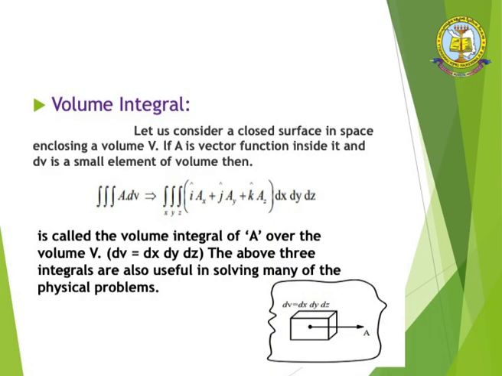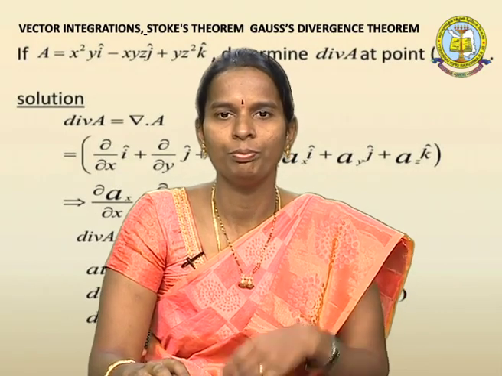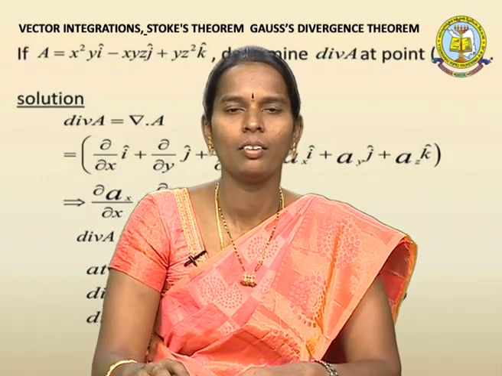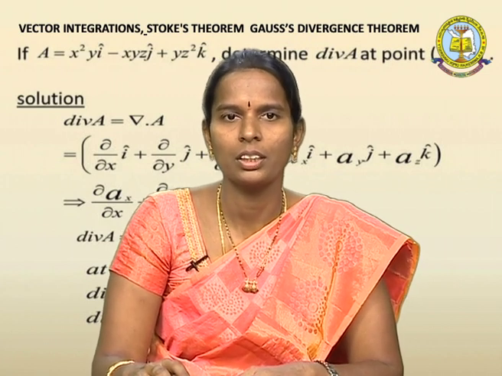The total volume element dv is equal to dx dy dz. This is called the volume integration of A over the volume v. So dv is equal to dx dy dz. These three integrals are useful in the next theorems, Stokes and Gauss divergence theorem. So this is the line integral, volume integral and surface integral.